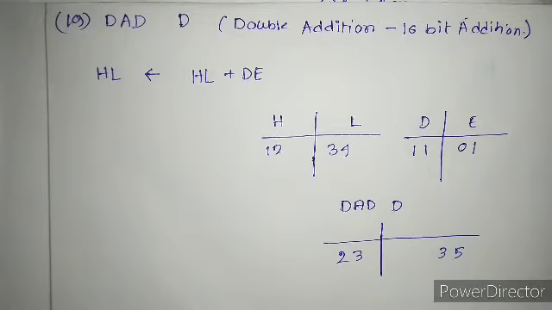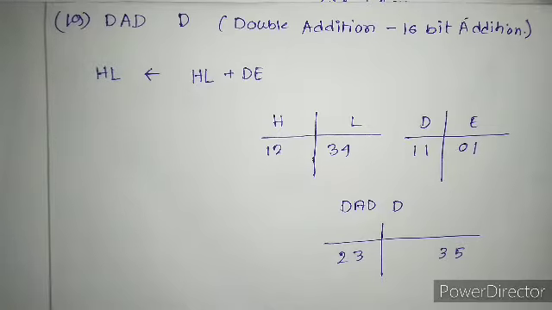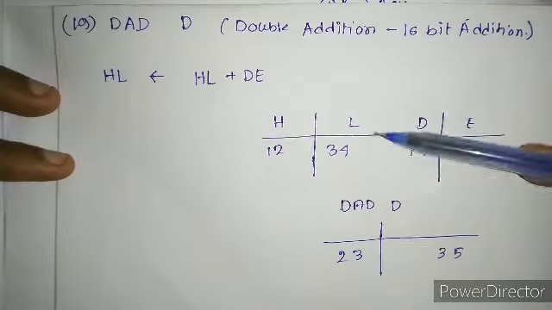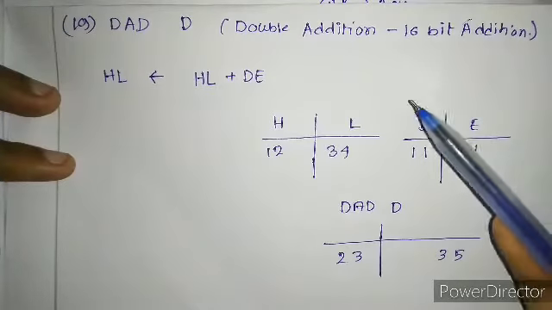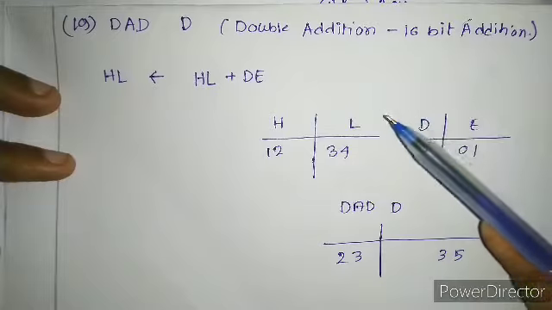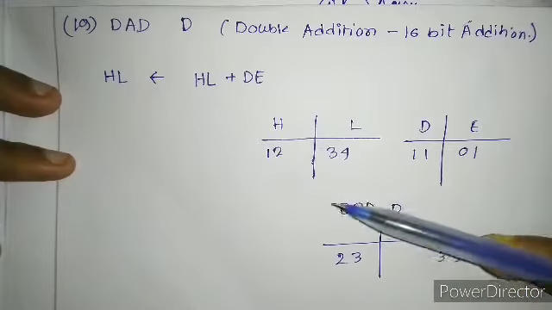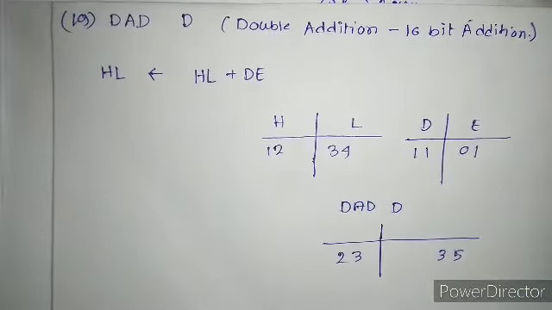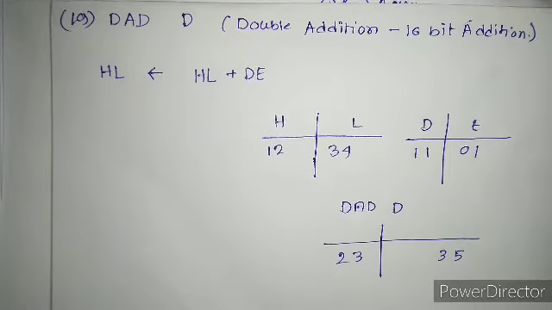Now it's time for the 19th instruction, which is DAD. What is DAD? DAD is used when we want to add, it's double addition, which means 16-bit addition. If we want to add two 16-bit numbers, we have seen that we can do this by adding these 2 registers first, then adding D plus H plus the carry, and then getting the result. But who wants to do so much work? There is an instruction which is called DAD.